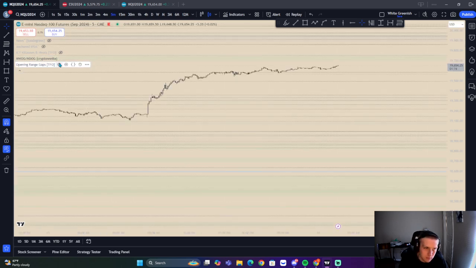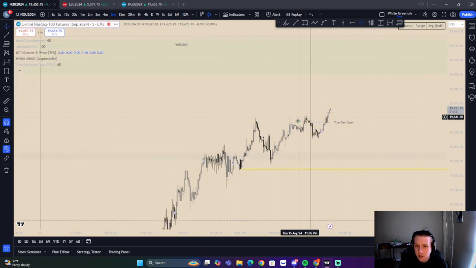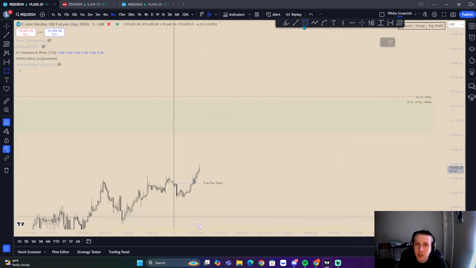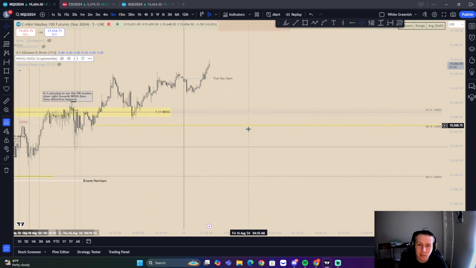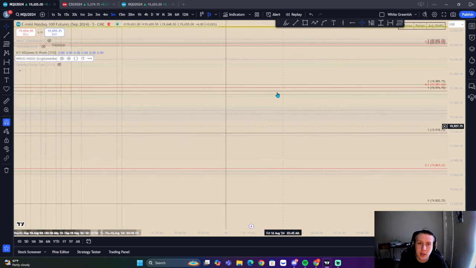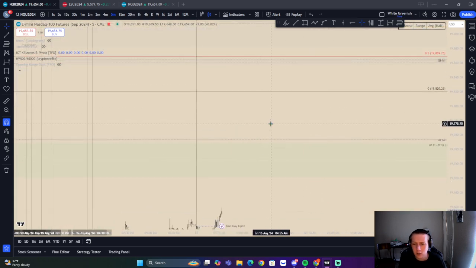If we're looking at what we're doing right now, currently we're trading above this true day open. So I want to see if we come into this area here, and if we start to reject that. I'm looking at this level right here. We have a cluster of new day opening gaps here. Look at all these new day opening gaps we have there. So yeah, that's kind of what I'm looking for.